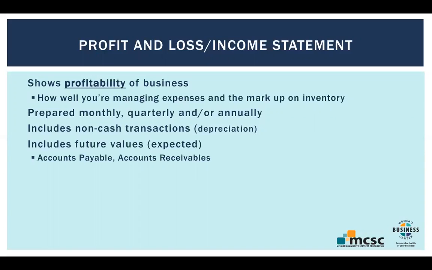It includes future values. So a profit and loss statement or an income statement can include things that we expect, like accounts payable and accounts receivable. So money that we expect people, we've invoiced them and they have 30 days to pay. And things that we buy on credit. So our accounts payable, things that somebody has given us, say 30 or 60 days to pay.